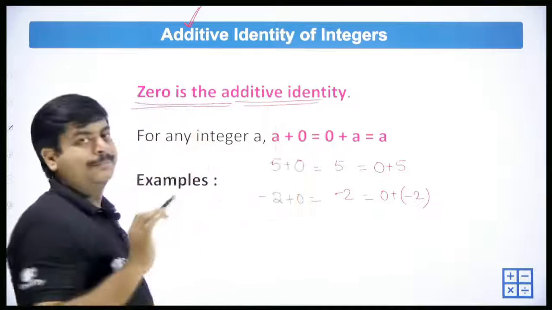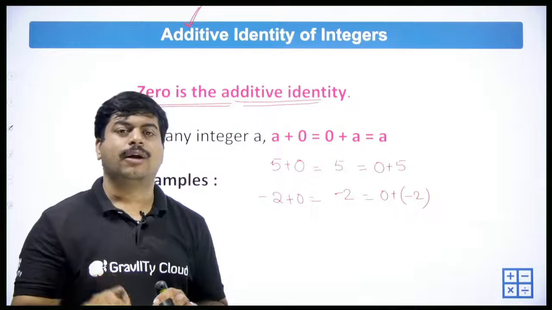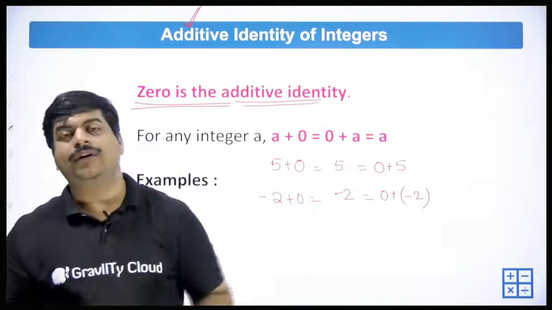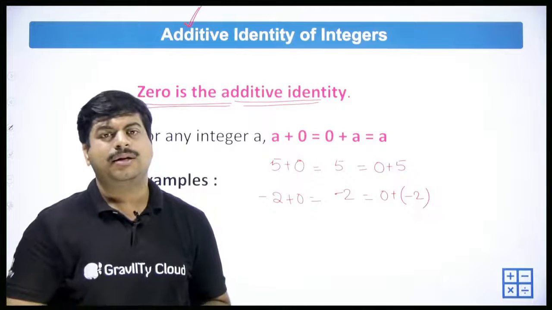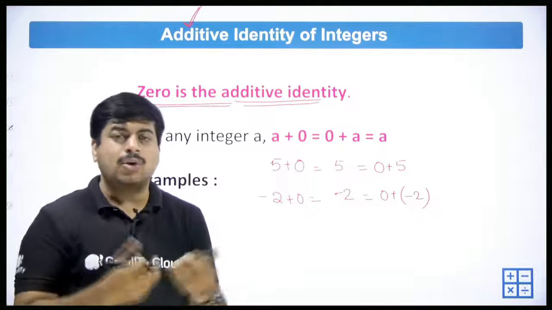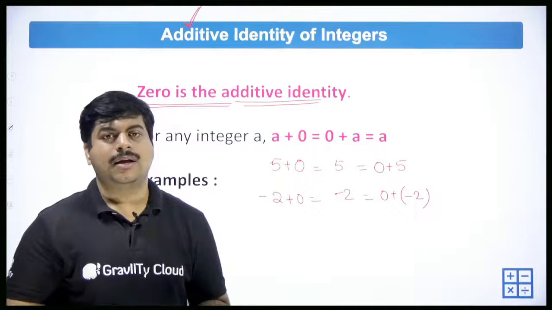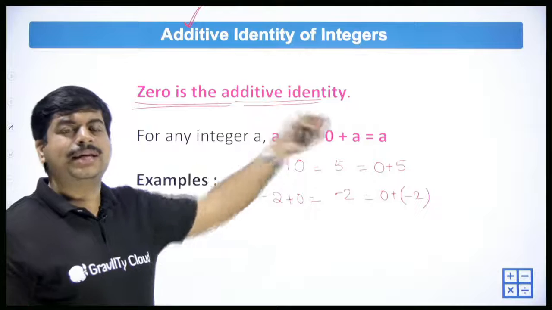Additive identity. 4 plus 0, 4. Minus 4 plus 0, minus 4. Minus 100 plus 0, minus 100, minus 1 lakh. Whatever number it is, when you add 0, you get the same answer. 0 is nothing, right? 0 has no value. We cannot say 0 mangoes are there in my basket. That means no basket, no apples, no mangoes, correct? 0 means nothing. So when you're adding nothing to the number, you will get the same number again.